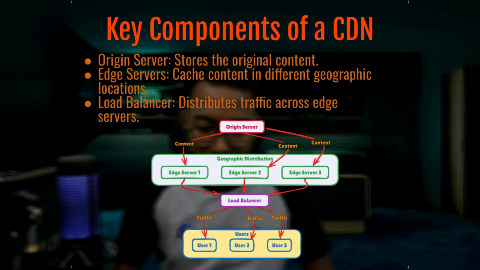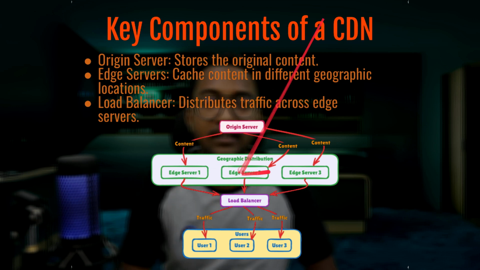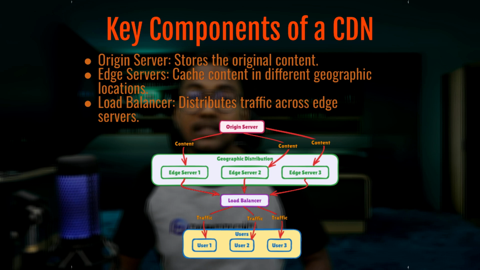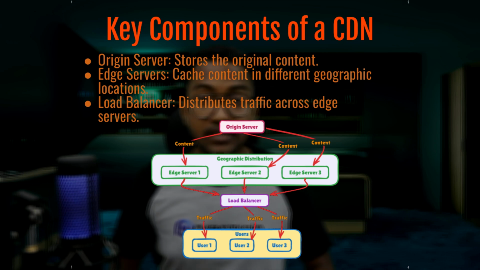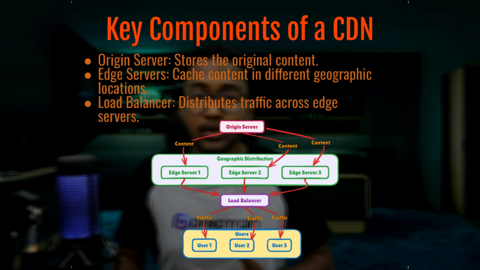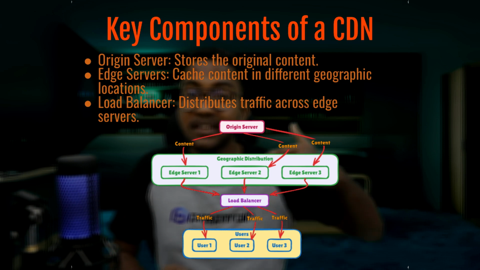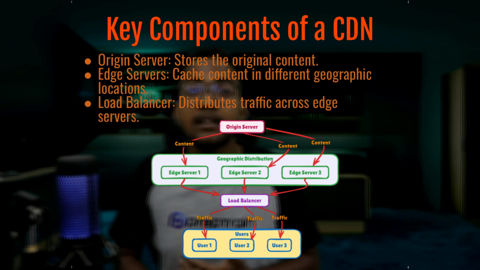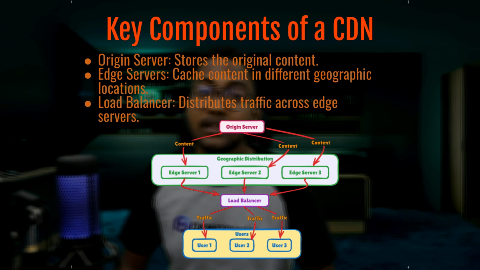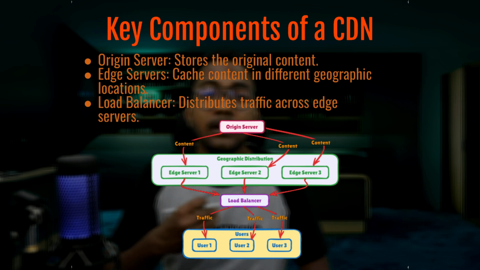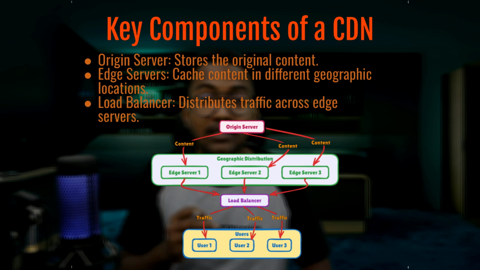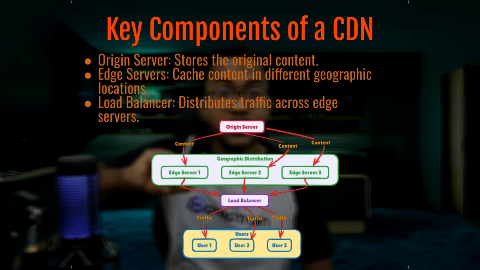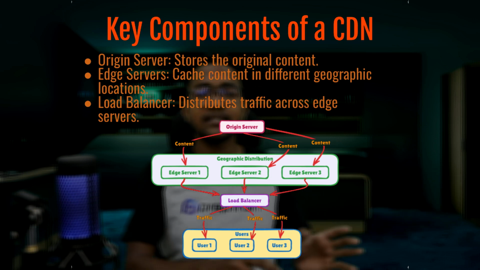Next, we have edge servers. These servers are geographically distributed, and they are what make a CDN so effective. They act as local copies of the origin server, caching content in different geographic locations. For example, if the origin server is based in the US, but there are users in Europe or Asia, each server in those regions will cache a copy of the content. This means that whenever someone in Europe requests the content, they don't have to wait for it to come all the way across from the US, and they will get it from a nearby edge server instead.